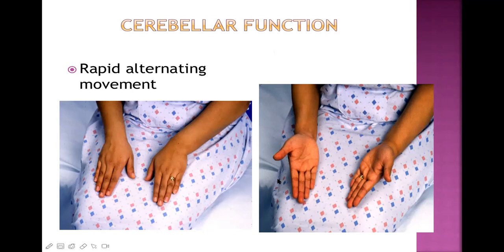You can go for dysdiadochokinesia. This dysdiadochokinesia is a rapid alternating movement we ask the patient to do. For example, constantly flip the palm. The person cannot do that in case of cerebellar lesion or cerebellar disease, on the affected side. For example, if the left cerebellum is affected, probably on that side it cannot be done. So this is called dysdiadochokinesia. I'm sure you have heard this term before.